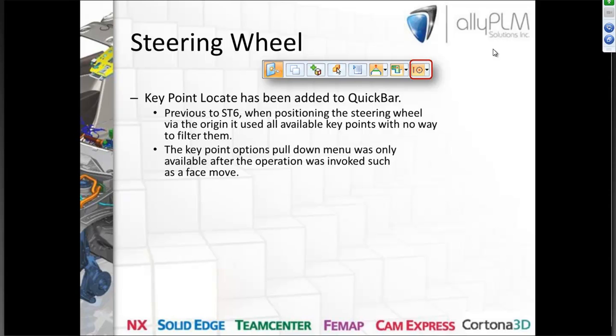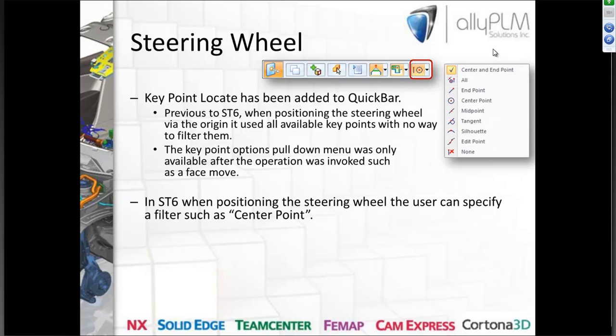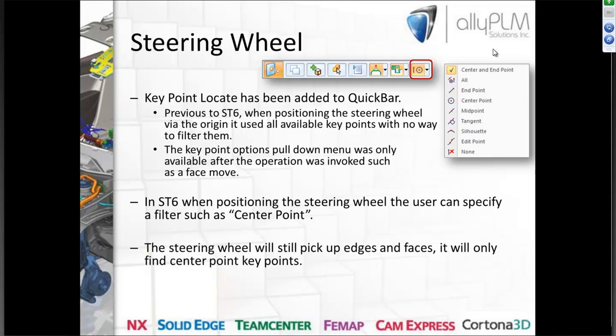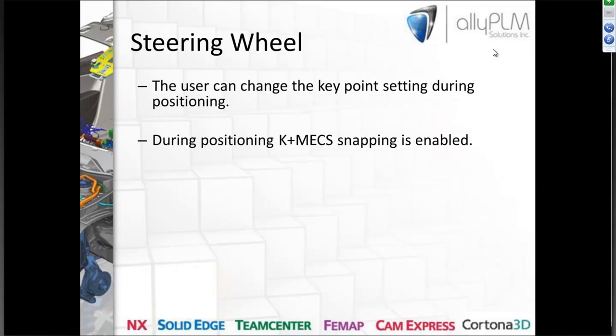In the past, we didn't have the ability to specify a key point. They were all exposed to us. So in ST6, we now have the ability, when we want to position the steering wheel, to limit the select set of our key points. So if you wanted specifically to pick a center point or an end point, and you've got additional geometry in the background that quick pick might pick up, this is a great way to limit that and make it easier to select.